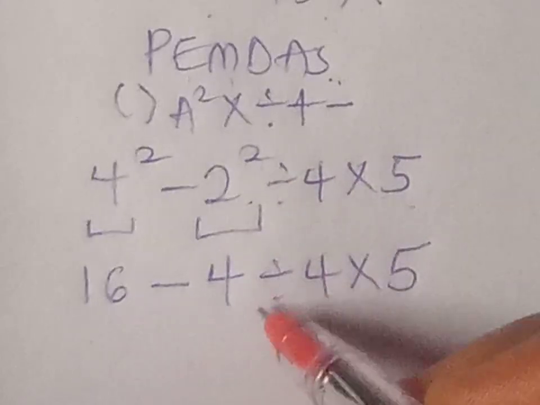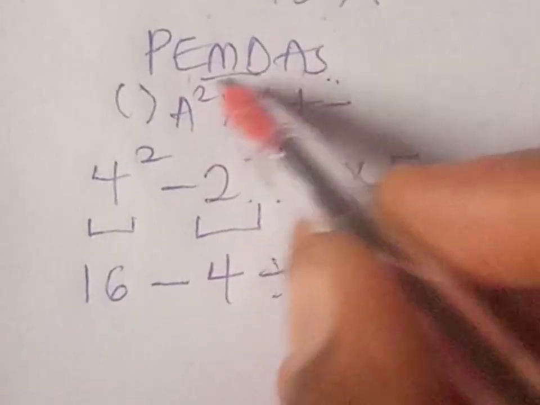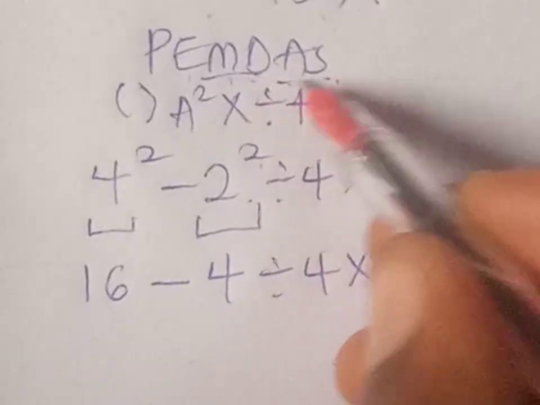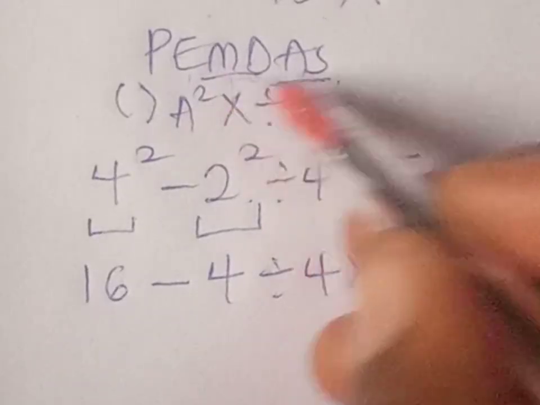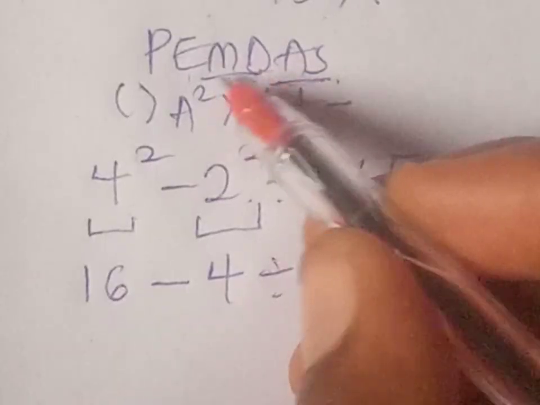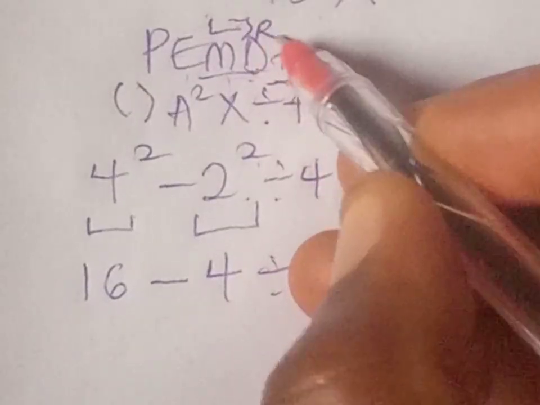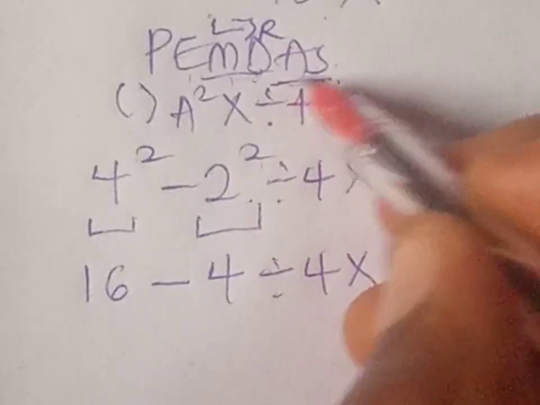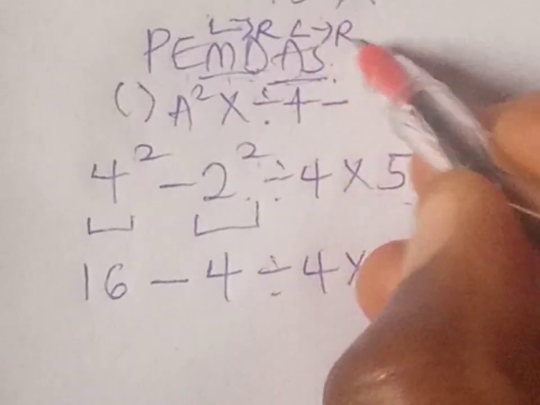Remember that multiplication and division are equal, so the both of them are of the same priority. Likewise, addition and subtraction are equal and are of the same priority. So if you have multiplication and division in an expression and the both of them are together, you move from the left to the right, which also applies to addition and subtraction. When the both of them are together in an expression, you move from the left to the right.